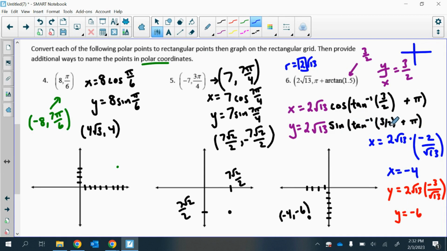Now, if arctangent 3 halves plus pi is in the third quadrant, I take the sine of that. I'm just going to get back the y part because the root 13s are going to cancel. And likewise, with the x, the root 13s are going to cancel. So I end up with -4, -6 as my point.